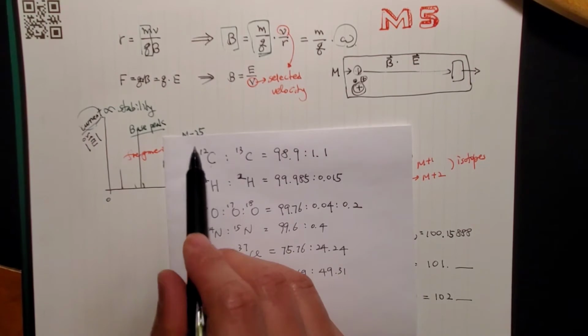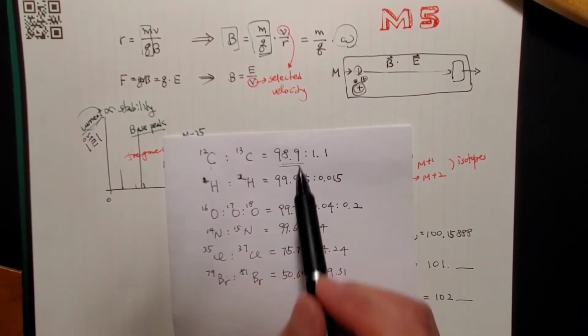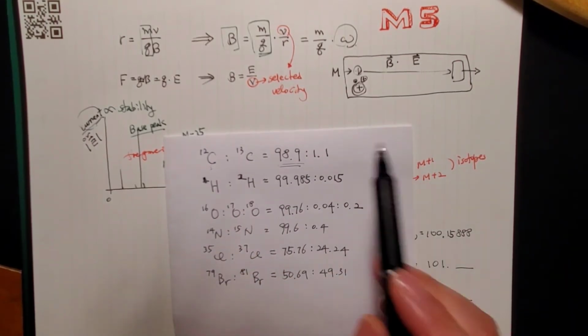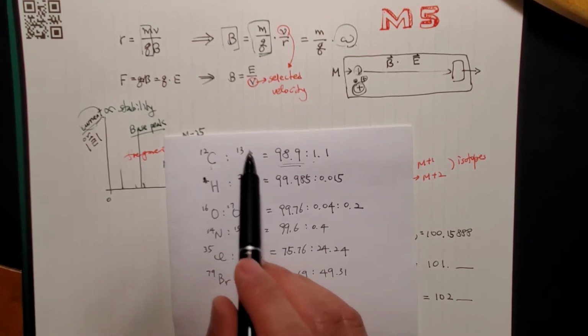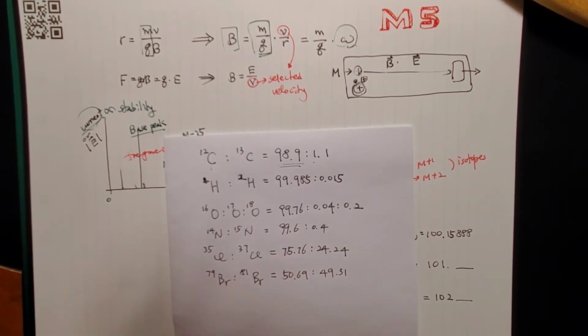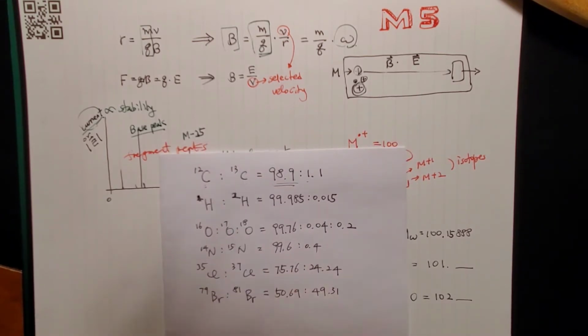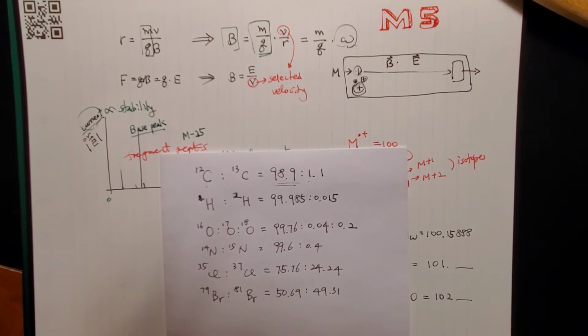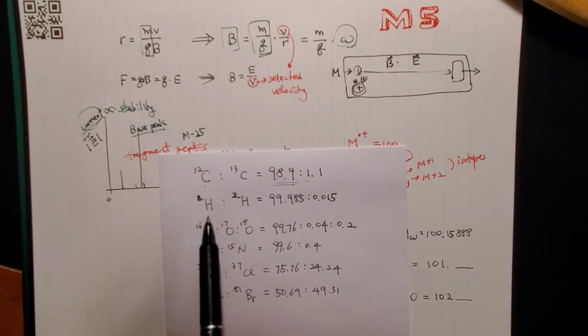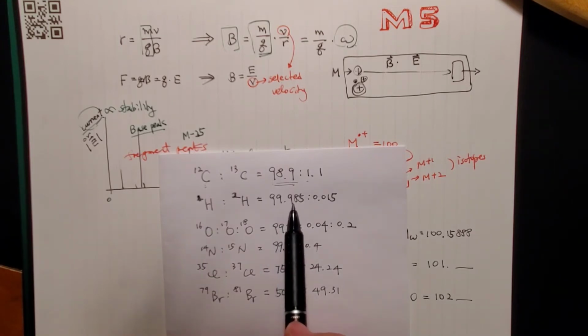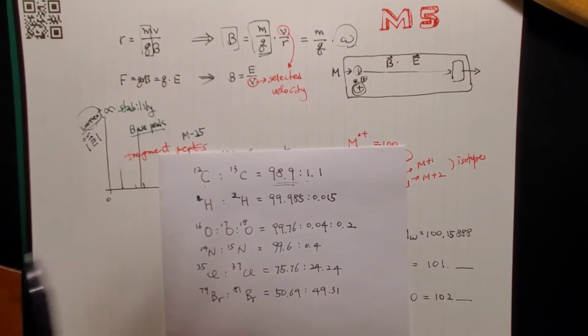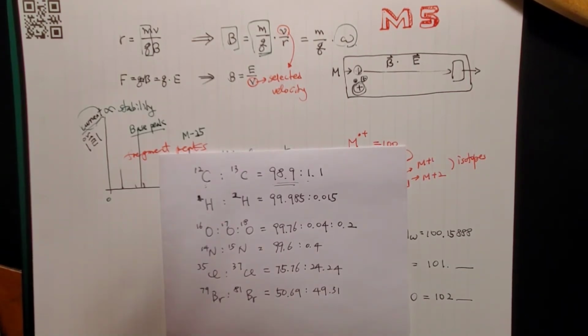So natural carbon-12 is nearly 99%. Only around 1% is carbon-13. So size of the signal wise, carbon doesn't change much of the intensity for isotope peaks. Hydrogen also, 99.99% even. So almost all hydrogens are hydrogen 1.